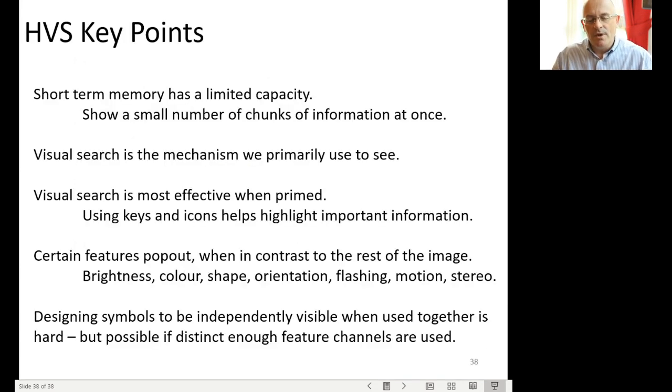Okay, so to wrap up, what are the key points to understand about the human visual system? It's limited. I think that's the key point to understand. Short-term memories have got a limited capacity, so don't show people a lot of information all at once. Show them small chunks. 3, 4, maybe, not many more than that. Visual search is a mechanism you primarily use to see, so you hunt for things in pictures, but actually you also see in the periphery, and you can see what is around the point you're attending to in parallel with the point you're attending to. And in particular, if motion happens in your peripheral vision, that's a great pop-out effect.